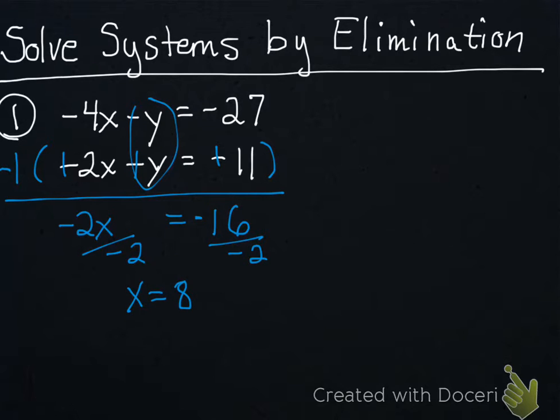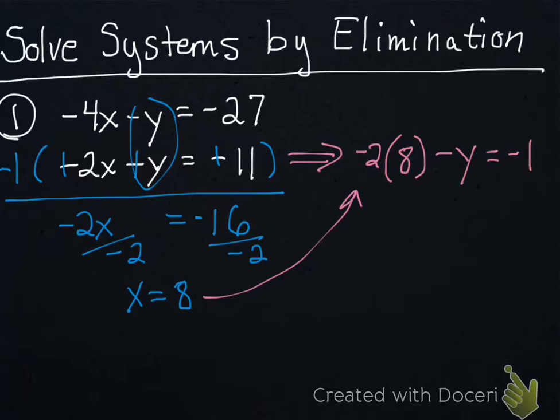Now we actually need to plug it in order to solve for the y value. So it doesn't matter which equation we pick. I usually pick the one with the smallest numbers. So I'm going to take the second equation. Remember to use the original equation, okay? So I have -2. Now let's plug in that 8 for x minus y equals -11.